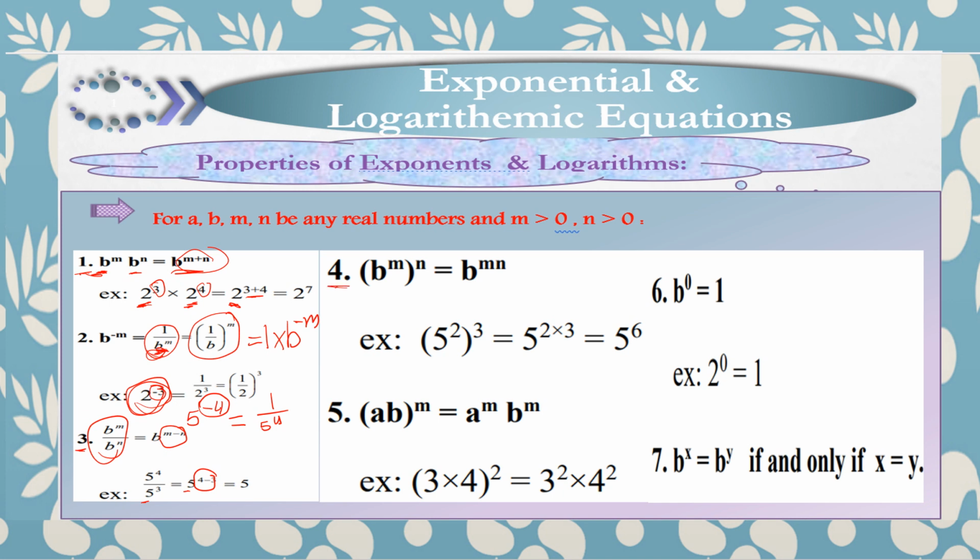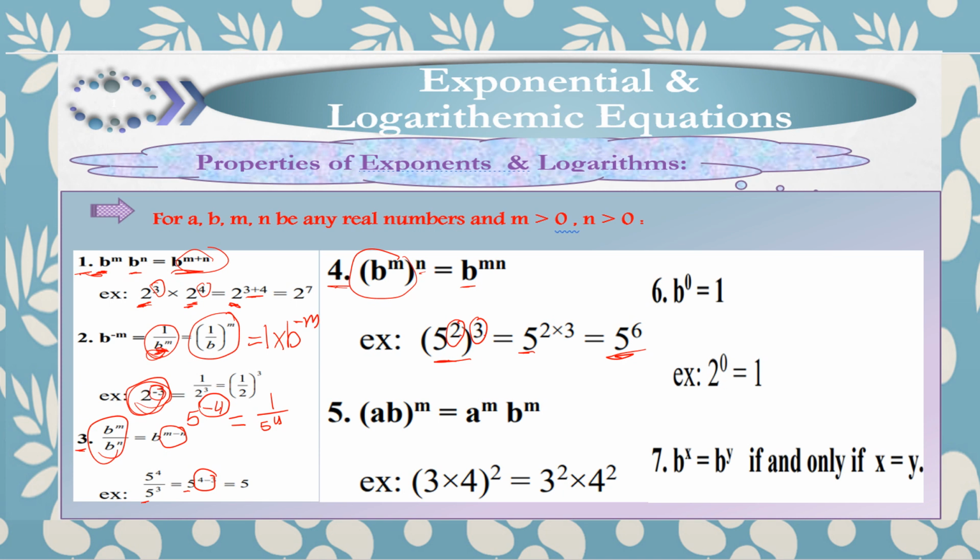Rule number 4, when we have b power m, all power n, then we multiply both exponents, the inner exponent with the outer exponent. So this equals b power m times n. For example, if we have 5 power 2, all power 3, this means 5 power 2 times 3, the inner exponent times the outside exponent, and this equals 5 power 6.